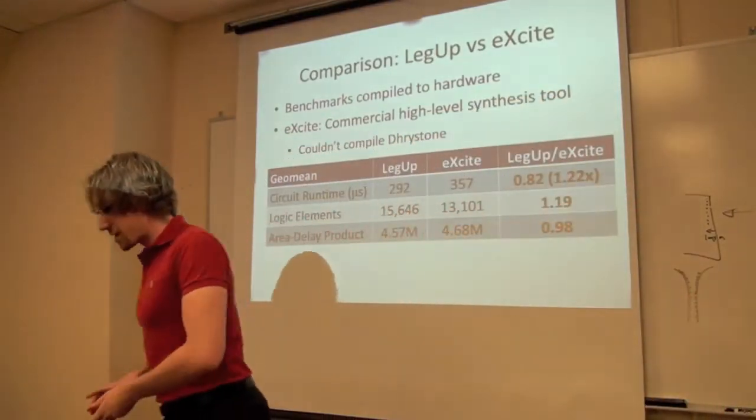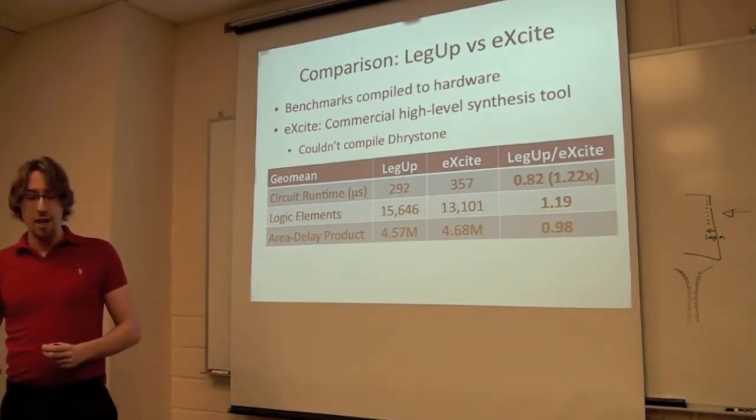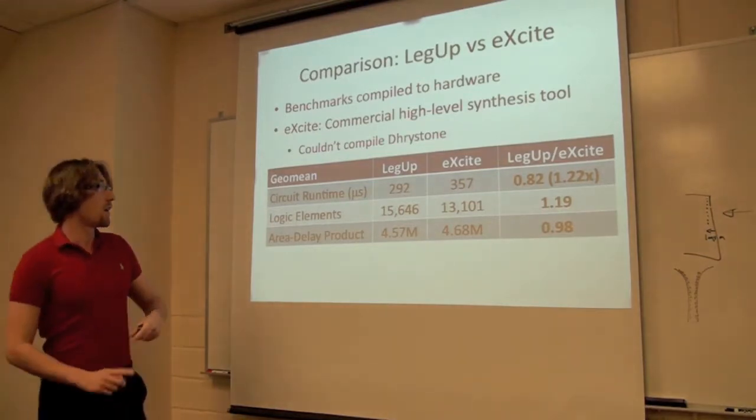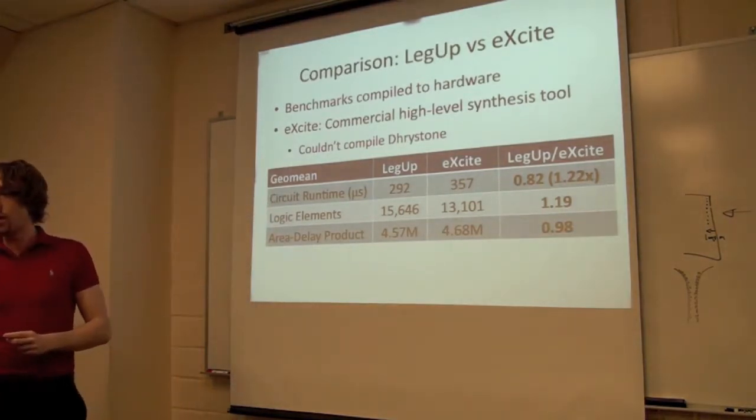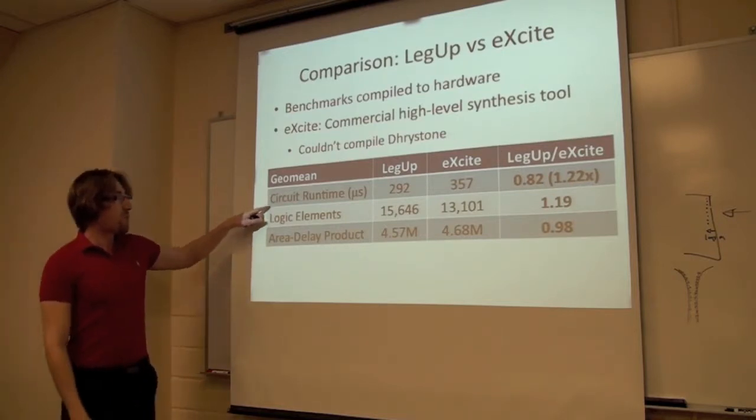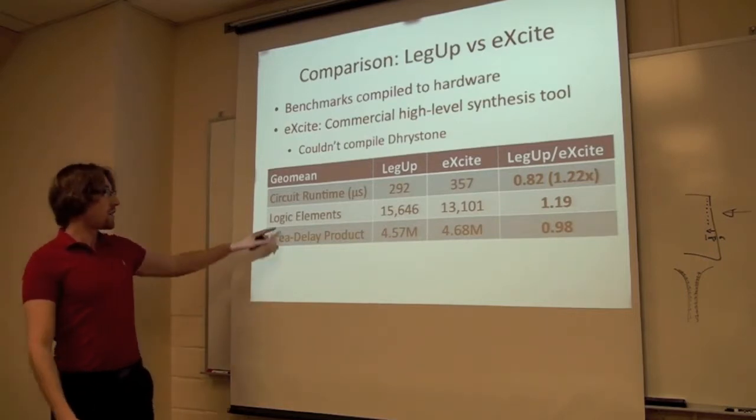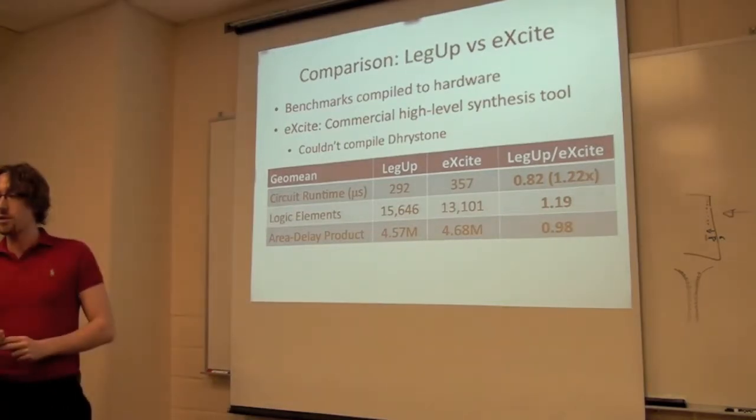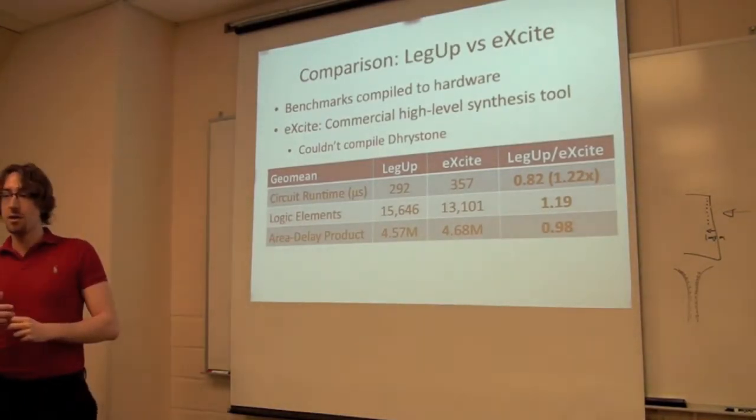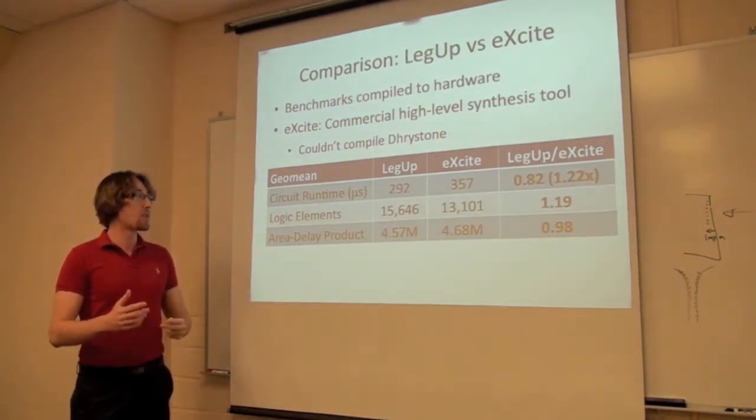So one of the questions you'd like to ask is, how does our high-level synthesis tool compare to a commercial tool? The only commercial tool we could get our hands on was a tool called Excite. It can't compile DryStone, so we just ignored that benchmark, but it supports the whole CHStone benchmark suite. We took the C programs, compiled them entirely into hardware, and our circuit runtime was about 20% faster than Excite, but our logic elements were about 20% higher. So if you look at an area-delay product metric, we were roughly on par with Excite.